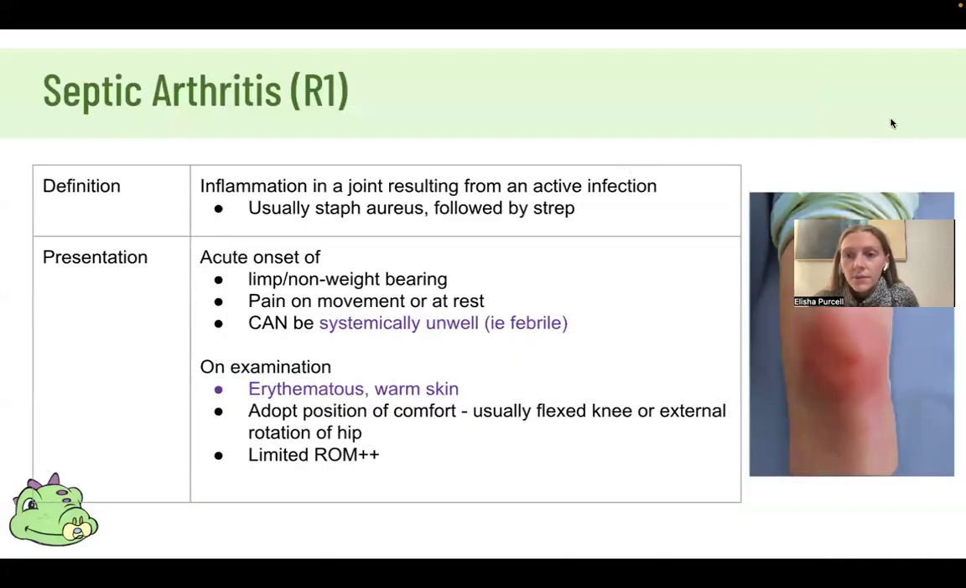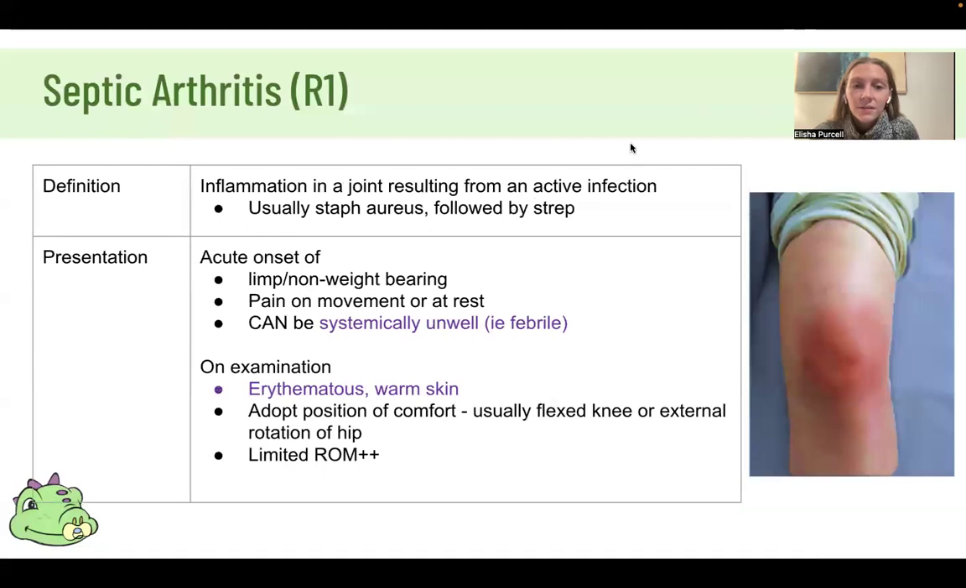So let's go through them. Firstly, septic arthritis, obviously inflammation of a joint resulting from an active infection. Usually Staph aureus from the skin, followed by strep. What does it look like? You get an acute onset presentation. You get the limp, the non-weight bearing child, pain on movement or at rest. And importantly, they can be systemically unwell, i.e. febrile. In most of the practice questions you see, they'll paint them as systemically unwell to make it a bit easier for you guys to differentiate.